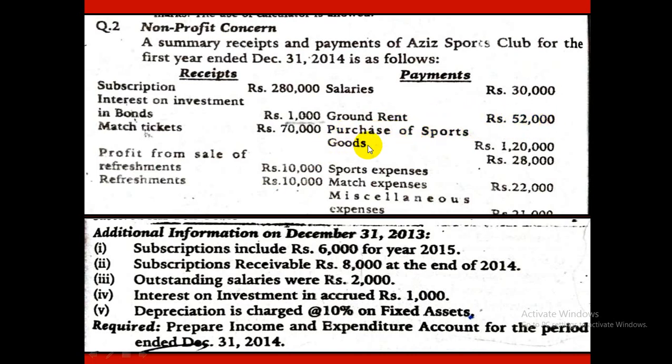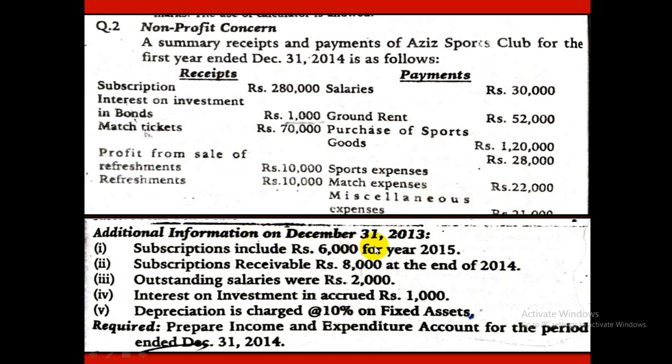Purchase of sports goods. It's a sports club and sports goods are their fixed assets. So they had spent money on the purchase of a fixed asset, that is 1,20,000. We will consider it as an asset, and if a balance sheet is required it will go there. We will not be considering this purchase of asset as their expense. Only the depreciation on it should be recorded as an expense. Sports expenses are 28,000. Match expenses are 22,000. Miscellaneous expenses are 21,000. These are all their expenses.